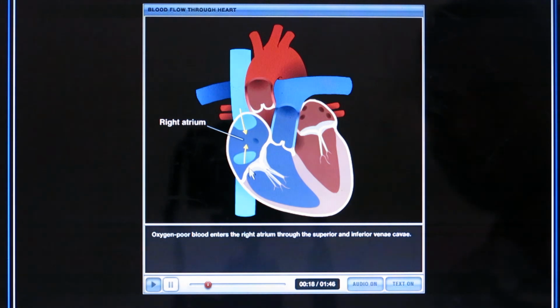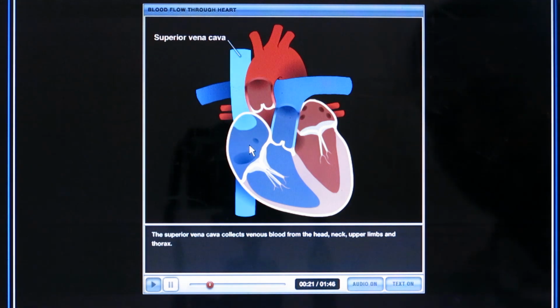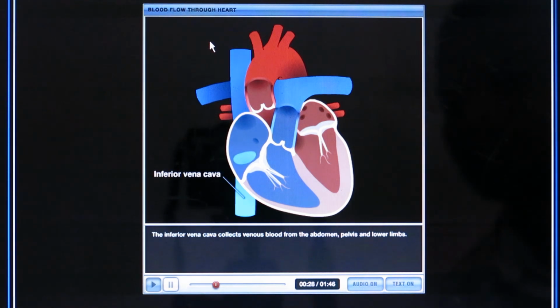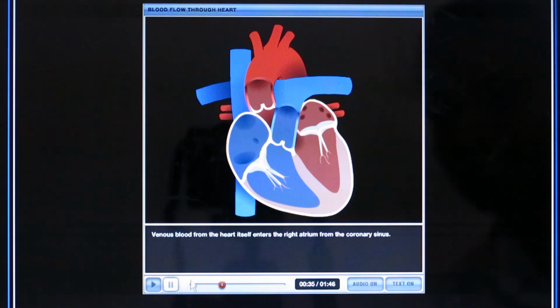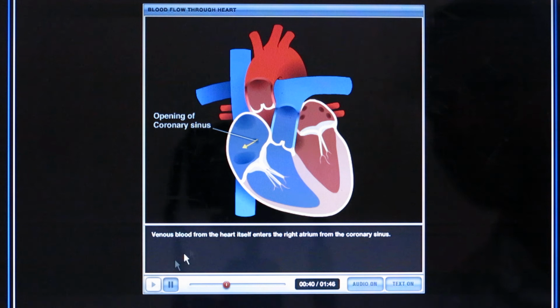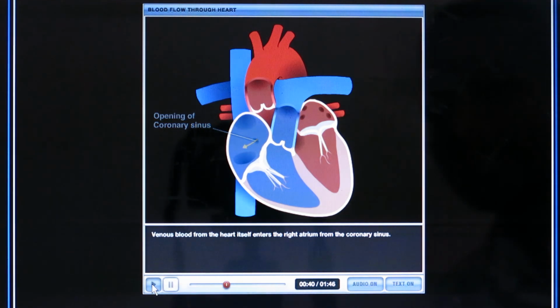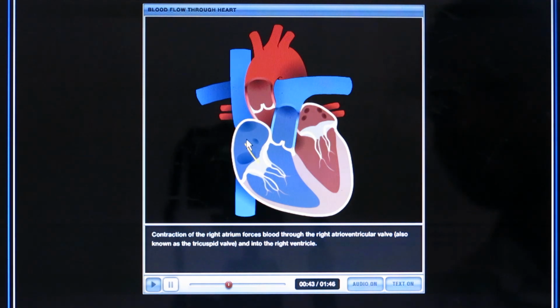You can see the blood coming in to the right atrium. This structure is superior vena cava, which brings blood from upper part of body. This is inferior vena cava, which brings blood from the lower part of the body. The opening through which blood comes into the right atrium is called as coronary sinus.